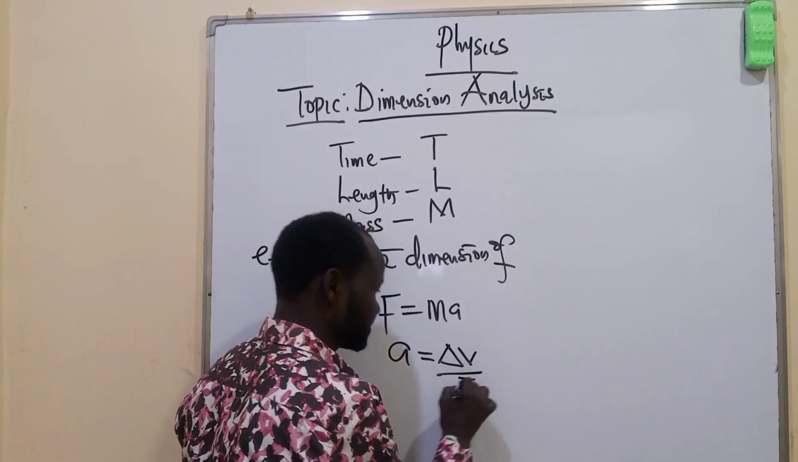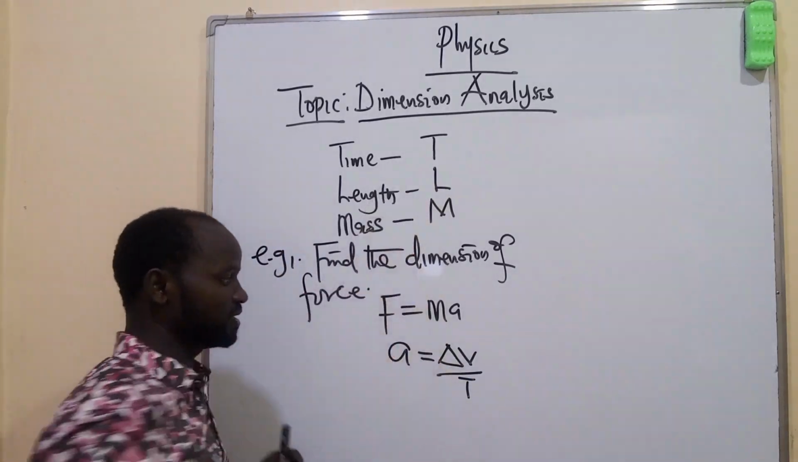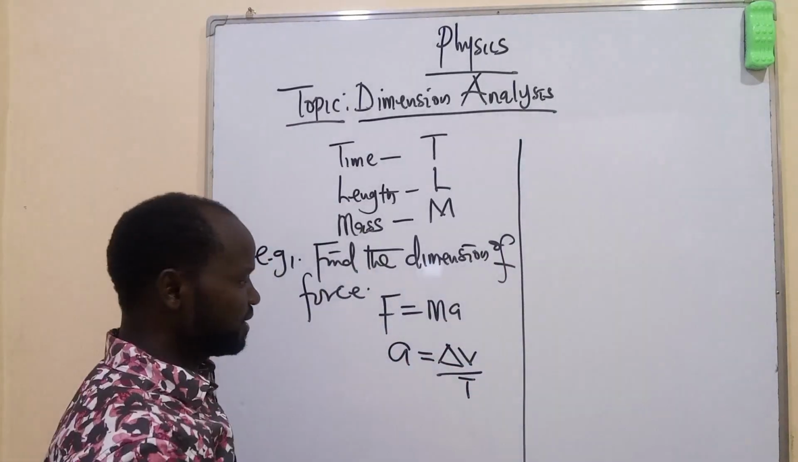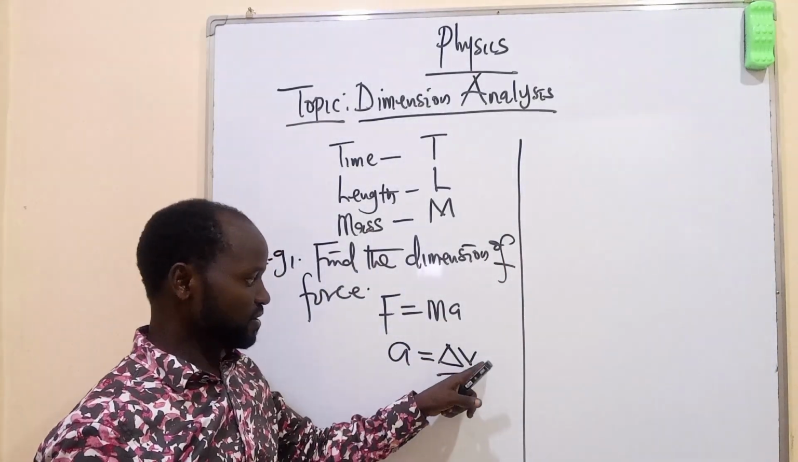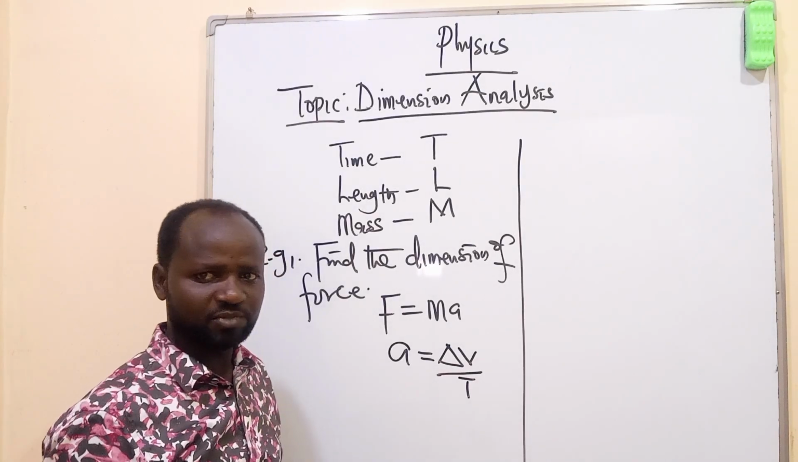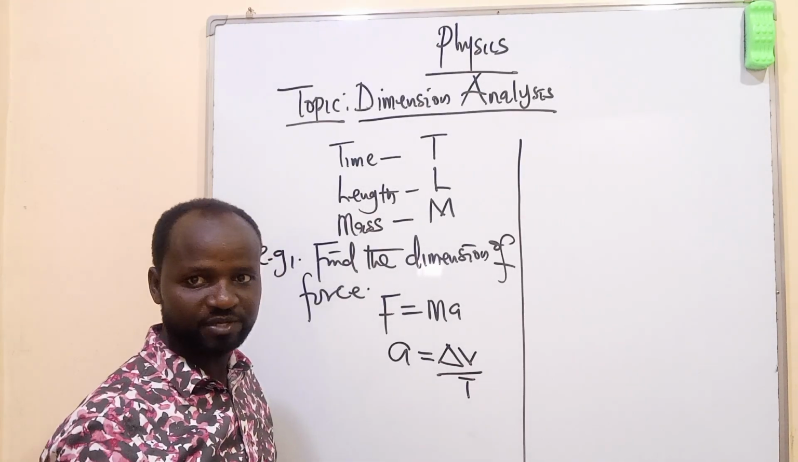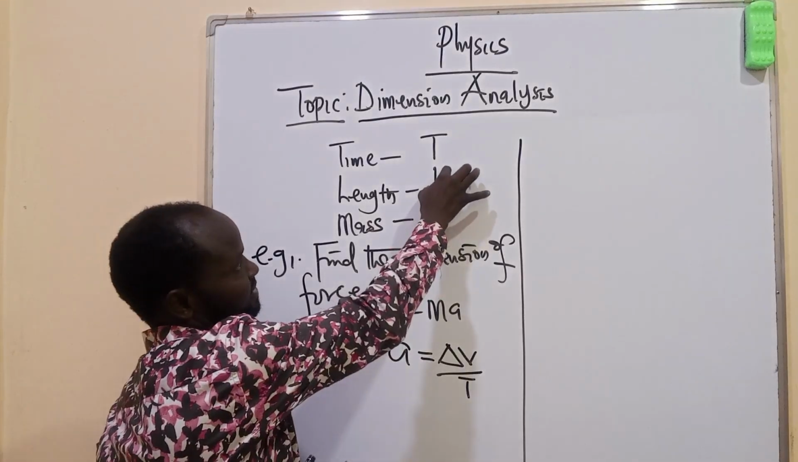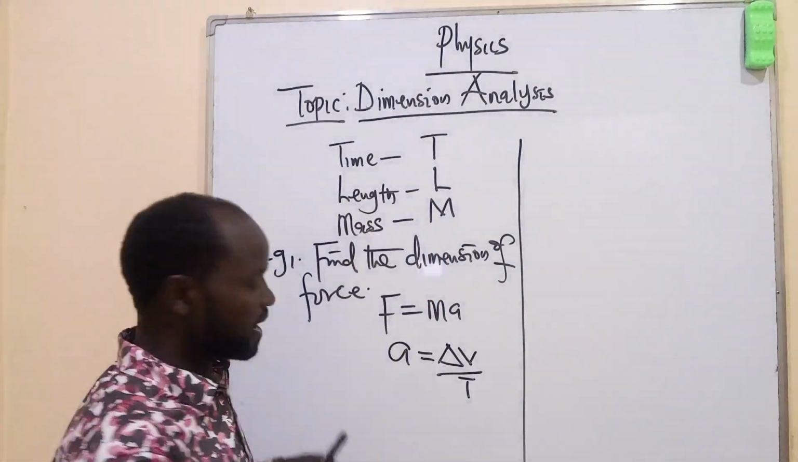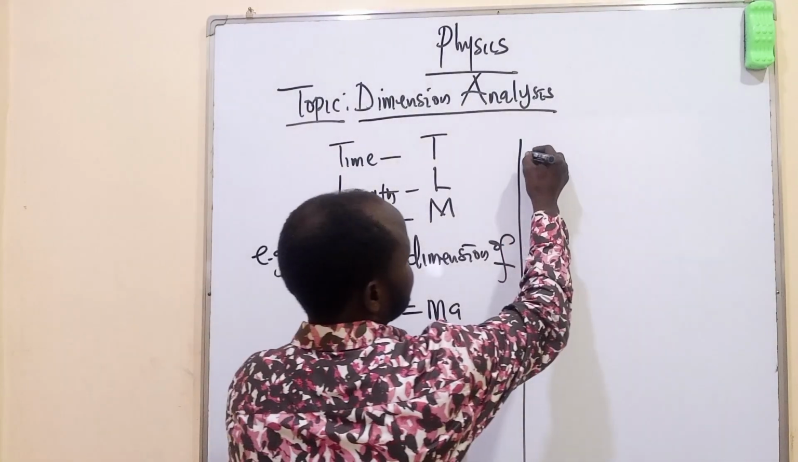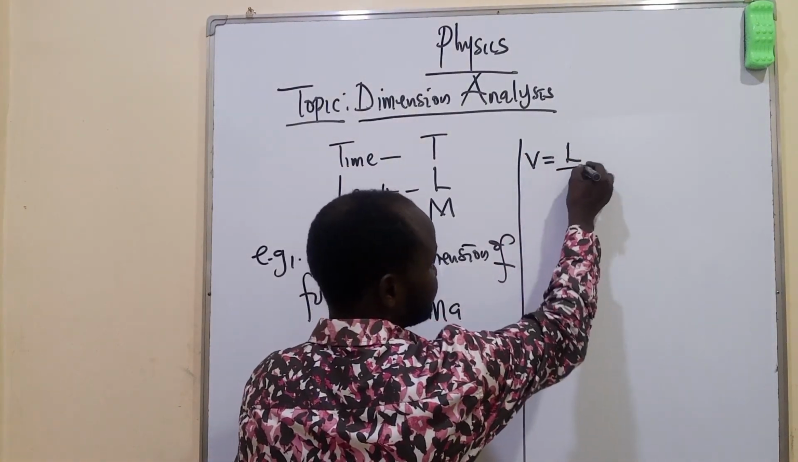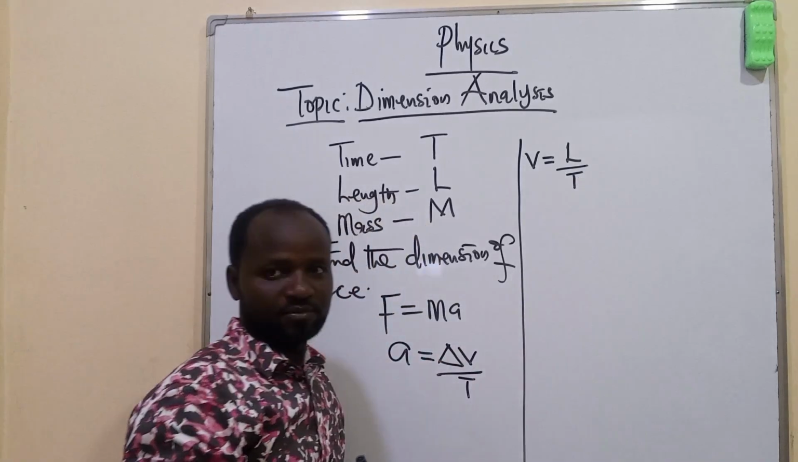Let me use capital T now because time here is capital T. Very important. If acceleration is change in V with respect to time, then what is velocity? Velocity is change in displacement with respect to time, and displacement is measured in what? Length. That's meter, which is length. So it means velocity V will be length, that's displacement, divided by time T.